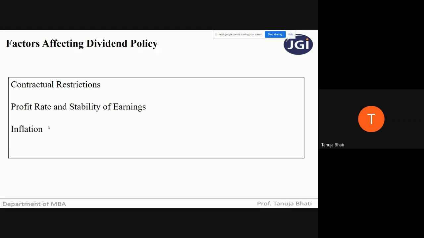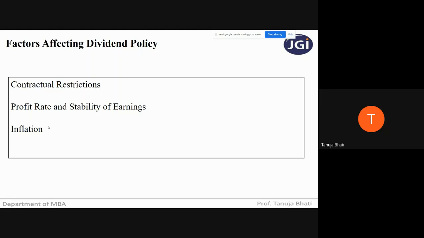Next is inflation. Now inflation, as you know, is a state of economy where the prices of goods keep on increasing. Correct. Now inflation is a factor which is going to influence the dividend policy. Now, the reason I'll tell you, students. In inflation, what happens? The price or cost of the goods increases. Now, suppose the company wants to replace its assets, because the assets have become outdated, so the company wants to replace the assets.